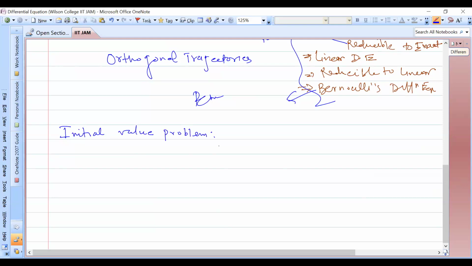See, suppose we are writing here dy by dx plus y equals e raised to x, and they have given y of 0 equals 4. So this is your initial value problem. Another thing is here.